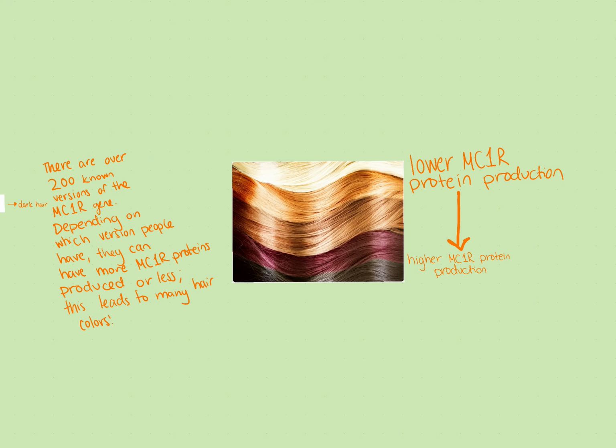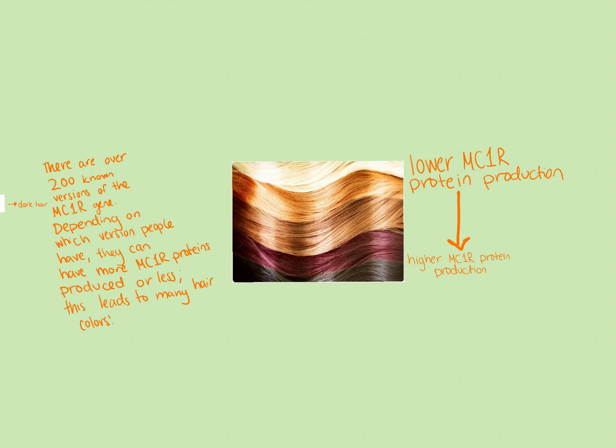So in reality, there's not just one version of this gene. That would mean that everyone had the same exact color hair. There are over 200 known versions of the MC1R gene. So that means that there are over 200 different levels of this protein production you could have. There are 200 different ways that your DNA could code for different amounts of this protein to be produced.